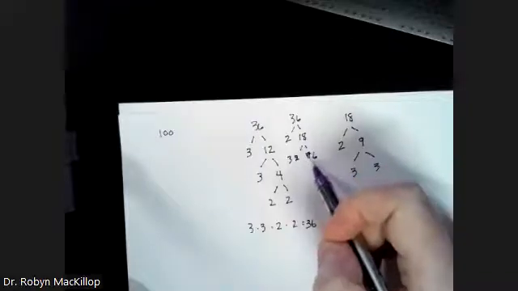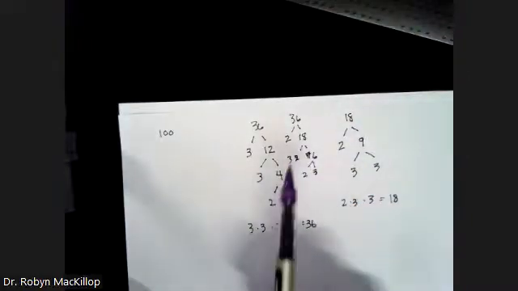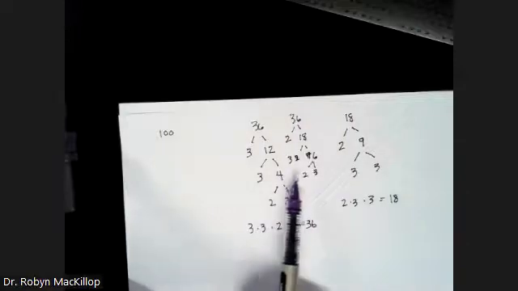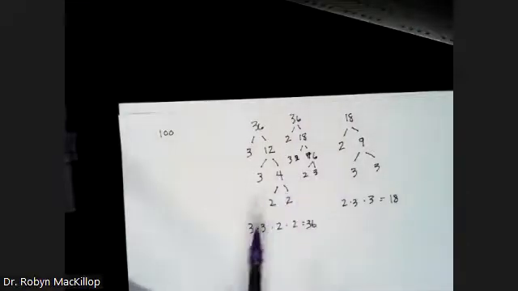Actually, let's do 3 and 6 because we haven't done that. 3 and 6. And then break down the 6. That's going to be 2 and 3. See, we end up with the exact same numbers. 2 times 3 times 2 times 3. There we go. So no matter which numbers you choose to factor the main number, you're going to end up with the same thing. It's kind of cool.